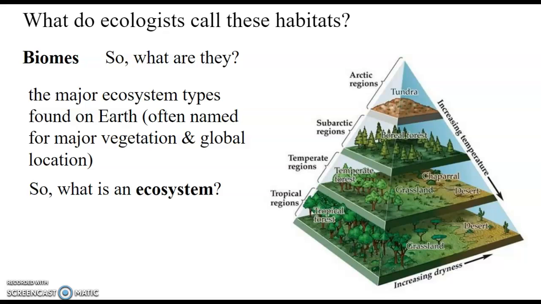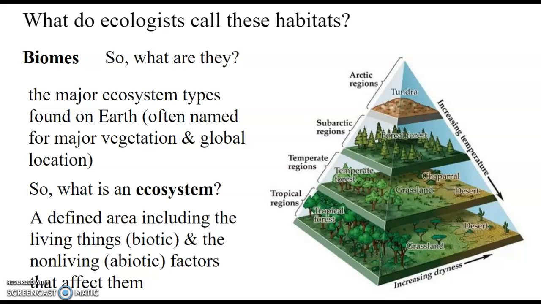So how do we define an ecosystem? Well, ecosystem, by definition, is any area we define, including the living things that live there and the non-living factors that affect them. So biotic versus abiotic, make sure you know that difference.